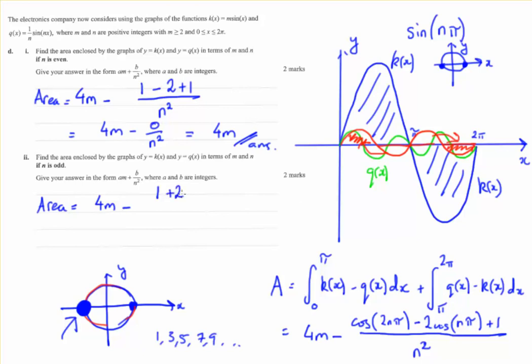So that becomes +2 plus 1 on n squared. So that becomes 4m minus 4 on n squared. And yes, it is in that form because b is -4 and a is 4. I think that's one of the trickiest questions on this paper.